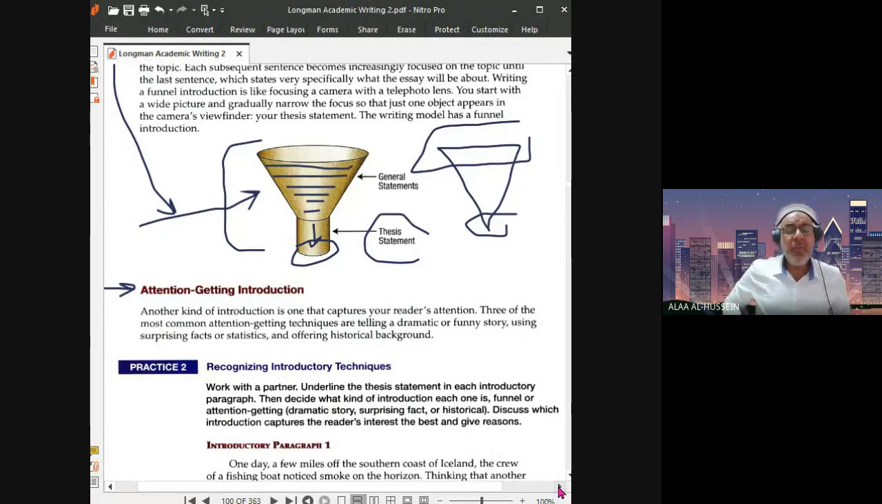We have another type of introductory paragraph, which is called attention-getting introduction. Attention getting, it means what? It aims to get the attention of the reader, to get your attention as a reader. If you are a writer, you have to write following this model. If you want to write an attention-getting introduction, you have to start by telling your readers either a dramatic or funny story.